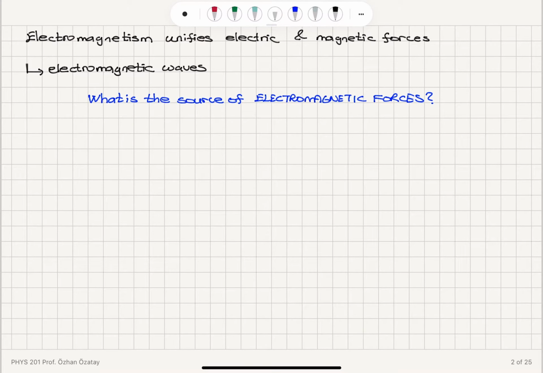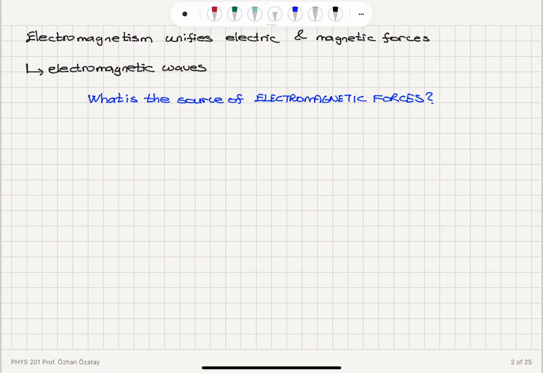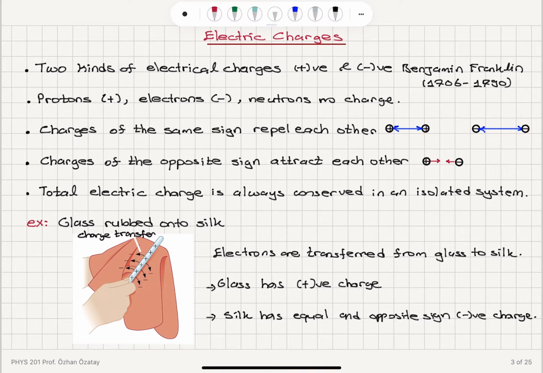Okay. So the study of electromagnetism basically unifies the seemingly two different concepts, electric forces and magnetic forces. Electric forces that you would see between a balloon wrapped into a hair and a piece of paper, and magnetic forces developing between iron and some natural stones. So the combination of these led to electromagnetic waves, and one of the goals of this course is to discuss the source of electromagnetic forces. So we can start with electric charges.